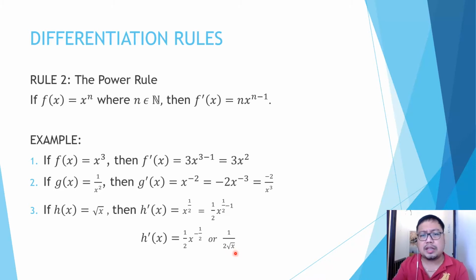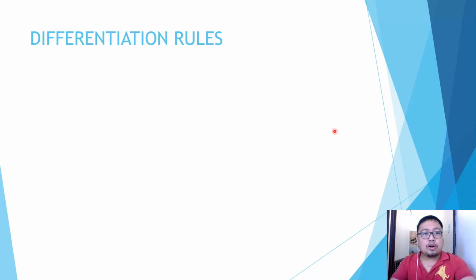But we change it from exponential form to radical form. This is our final answer: 1 over 2 root of x. Is that clear? Next. Rule number 3.